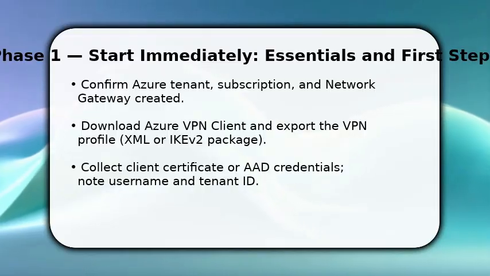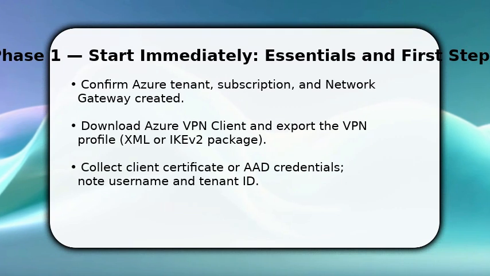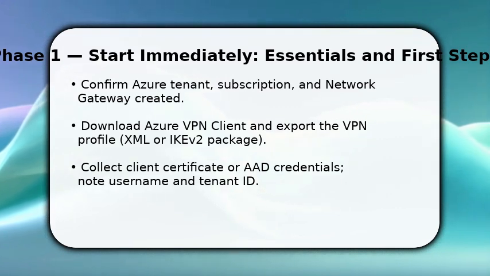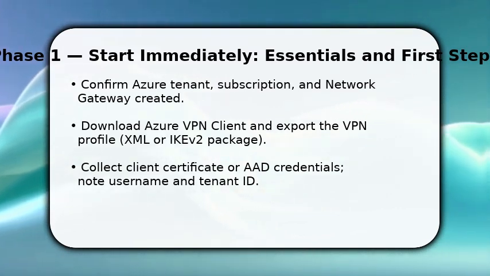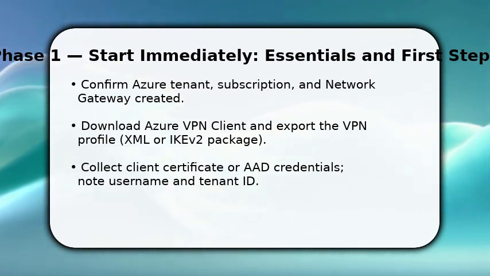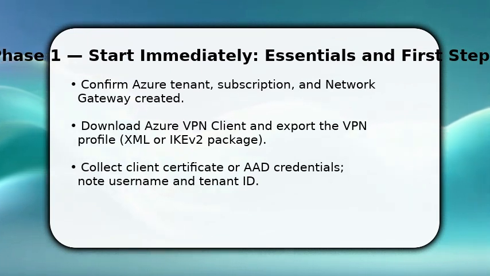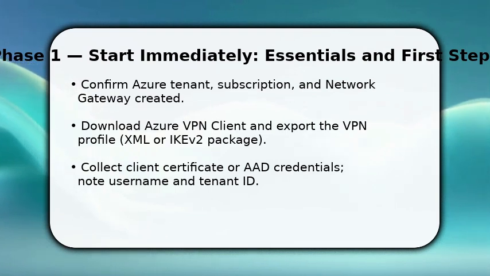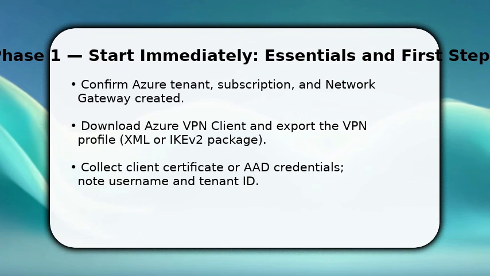You start by verifying prerequisites: Azure tenant, virtual network gateway, and a client configuration. Once verified, download the Azure VPN client and export the VPN profile from the gateway. Make sure to obtain the correct authentication method, certificate, or Azure Active Directory credentials, and note your tenant ID and username. This gets you into the first actionable phase.